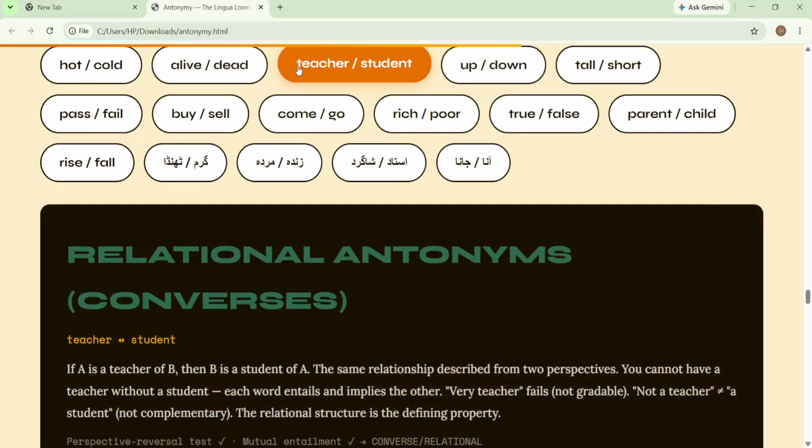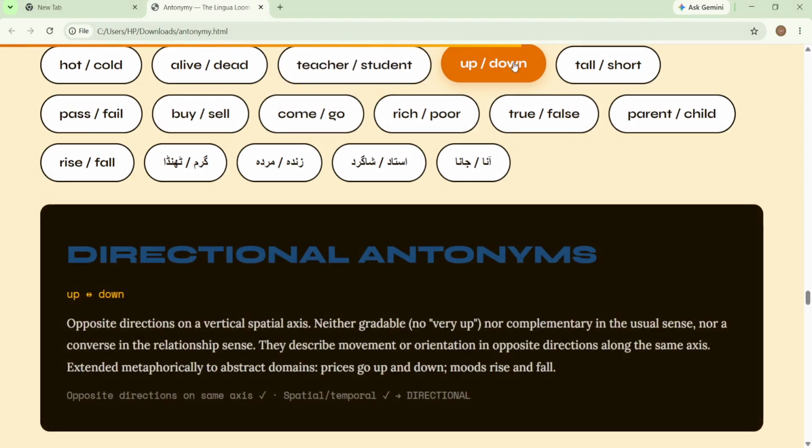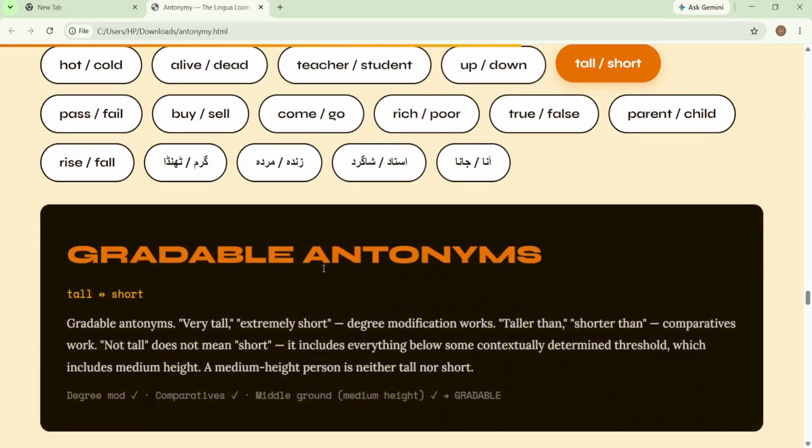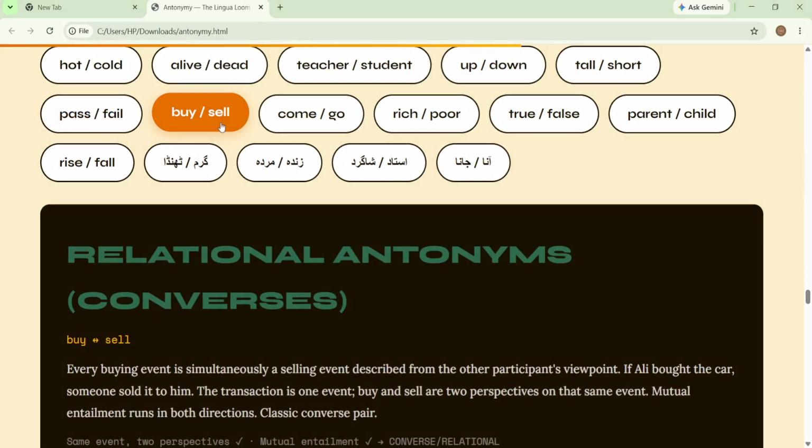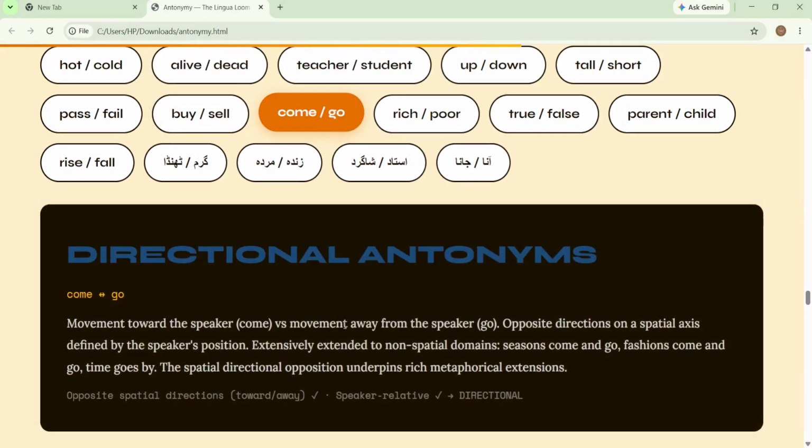Teacher-student, relational. Then up, down, directional. Tall, short, gradable, very tall and extremely short. Their grades, so it is gradable. Pass, fail, complementary, because if you pass, you cannot fail, and if you fail, you cannot pass. Then buy, sell, relational. There is a relation. Someone is buying and someone is selling. Come, go, directional.